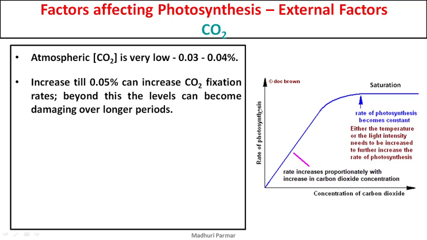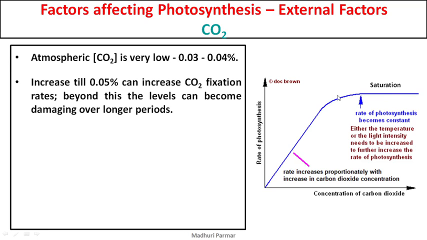Let us see here, this here on the y-axis is the rate of photosynthesis, and on the x-axis you have concentration of carbon dioxide. You can see here from 0, as the concentration of carbon dioxide is increasing, the rate of photosynthesis is also increasing, right? It is almost proportional in this area. After a certain limit, which is 0.04, it starts to become saturated. So here the rate of photosynthesis becomes constant. It has no effect even if you increase the carbon dioxide level.